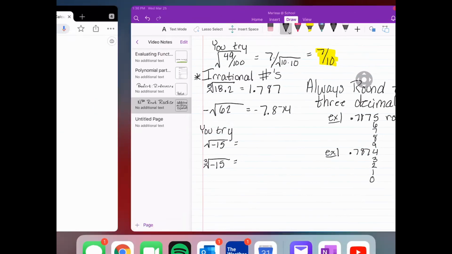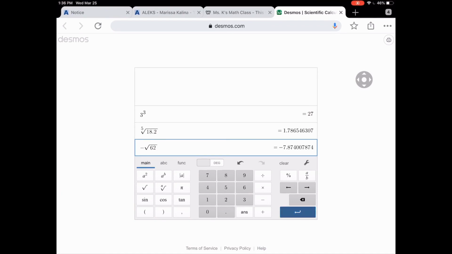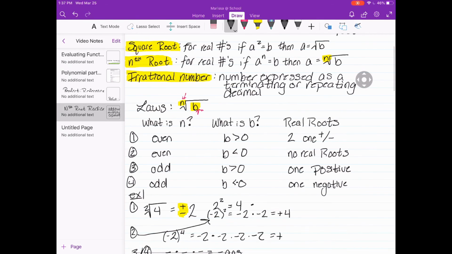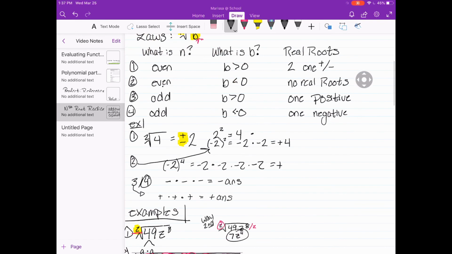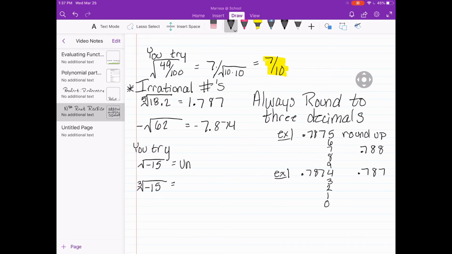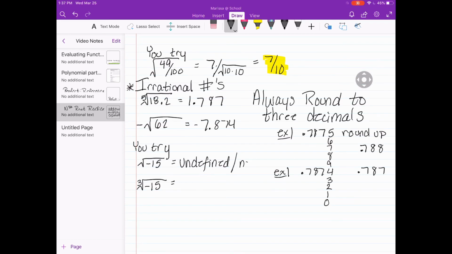So when you do this, you should have noticed that when you do the square root of negative 15, you actually get undefined. That's because if we go back to our laws at the very top, we see that if I have an even n, so 2 was even, my root was 2, and my b was less than 0, which means there's no real roots. So that means that I don't have an answer. It is undefined, or you could put no real roots. You could write either one, both mean the same thing.